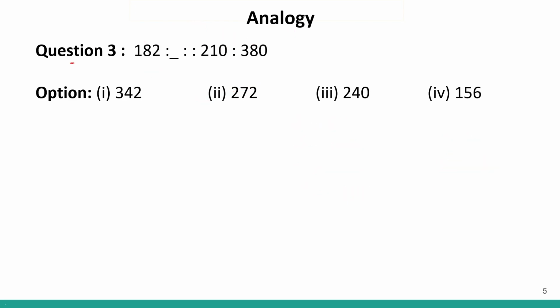Okay. Question number 3. We have 182. We have a missing element, 210 and 380. So this is pair 1 and this is pair 2. So basically we will find the relationship between the elements of pair 2, and based on that exact same relationship we will find the missing element in pair 1. Correct? We will find the missing element in pair 1.